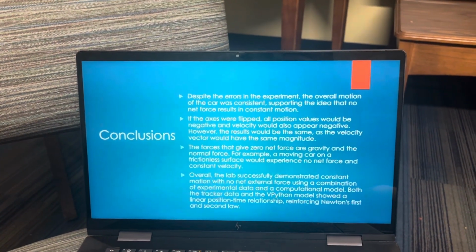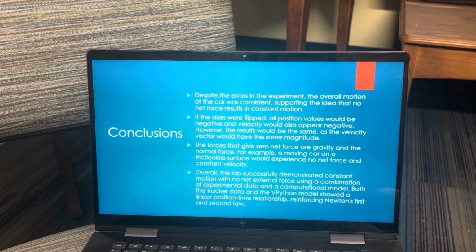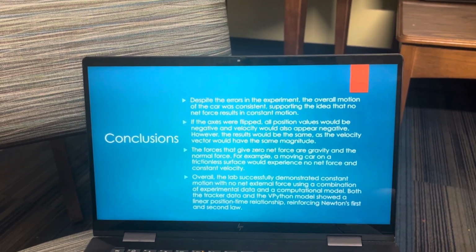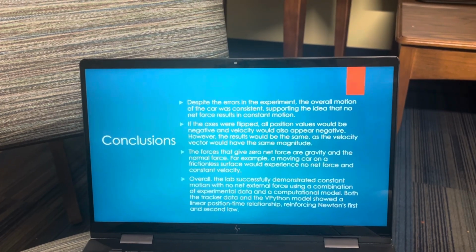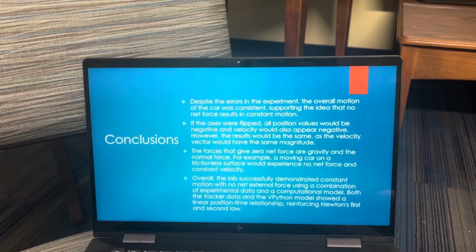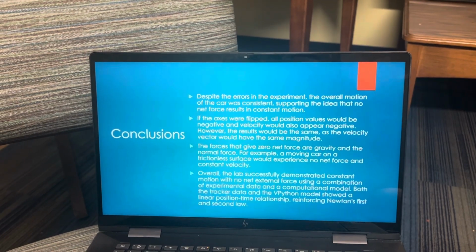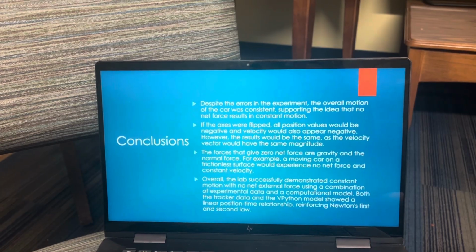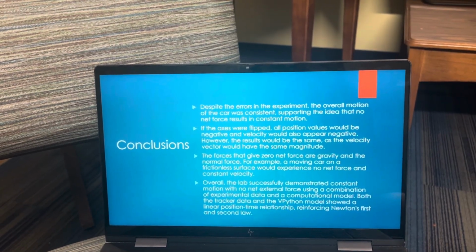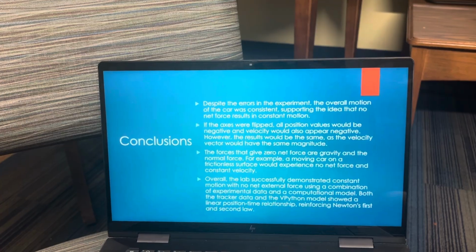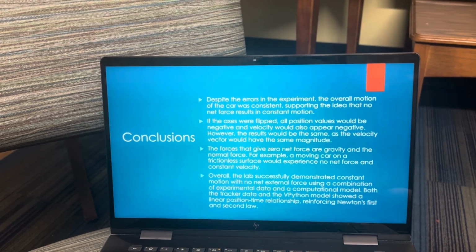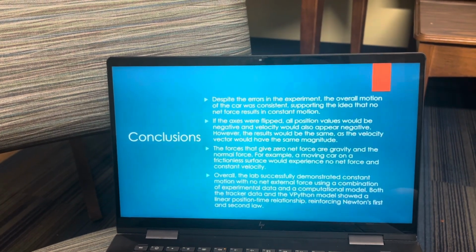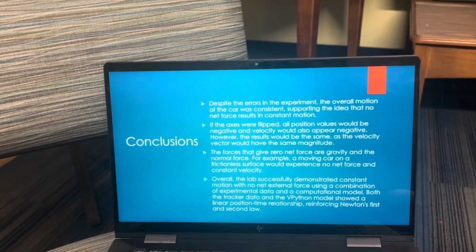So, despite the errors in the experiment, the overall motion of the car was consistent, which supports the idea that no net force results in constant motion. If the axes were flipped, all position values would be negative, and velocity would also appear negative. However, the results would be the same, as the velocity vector would have the same magnitude, because magnitude is an absolute value. The forces that give zero net force are the combination of gravity and the normal force. For example, a moving car on a frictionless surface would experience no net force and constant velocity, despite still experiencing gravity pushing down on it and normal force pushing up on it.